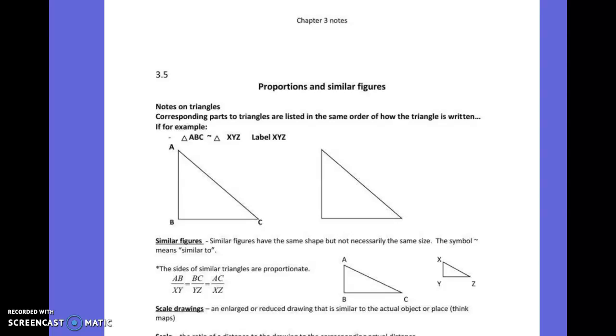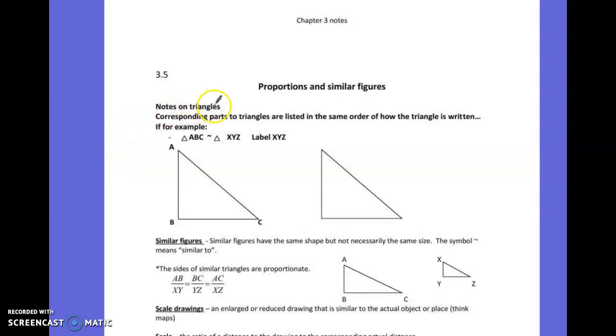Okay, this is chapter 3.5, talking about proportions and similar figures. So turn to this page in your notes. We're going to take some notes on triangles and how to set up some ratios that we talked about in the previous note pages.